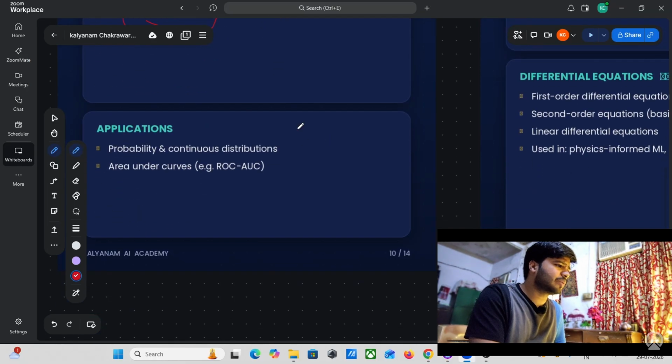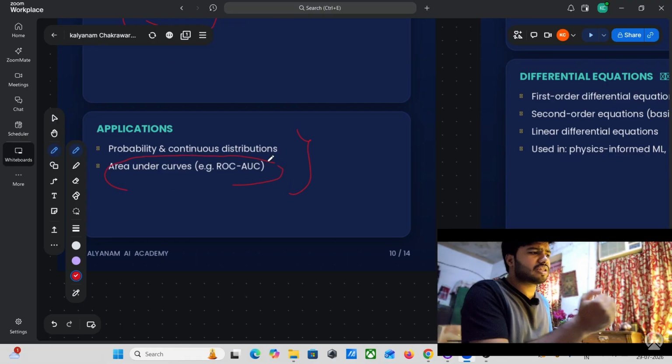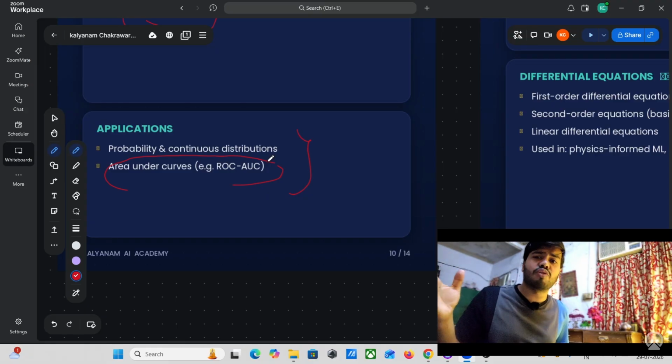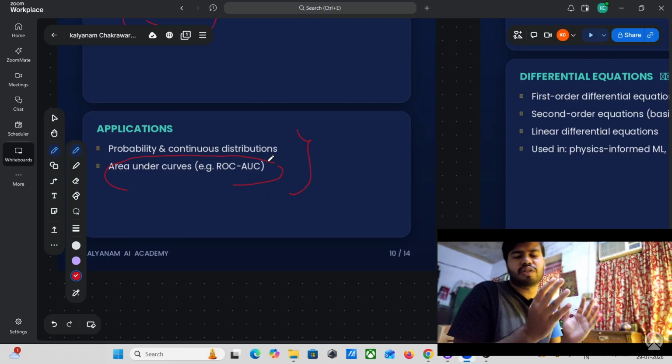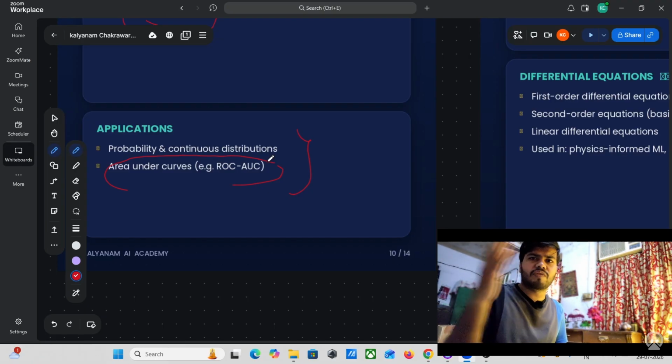And probability and continuous distributions, like area under curves, like ROC. This you will also understand in the coding part, where I will discuss how you can plot the graph and describe your datasets with a bunch of different methods.